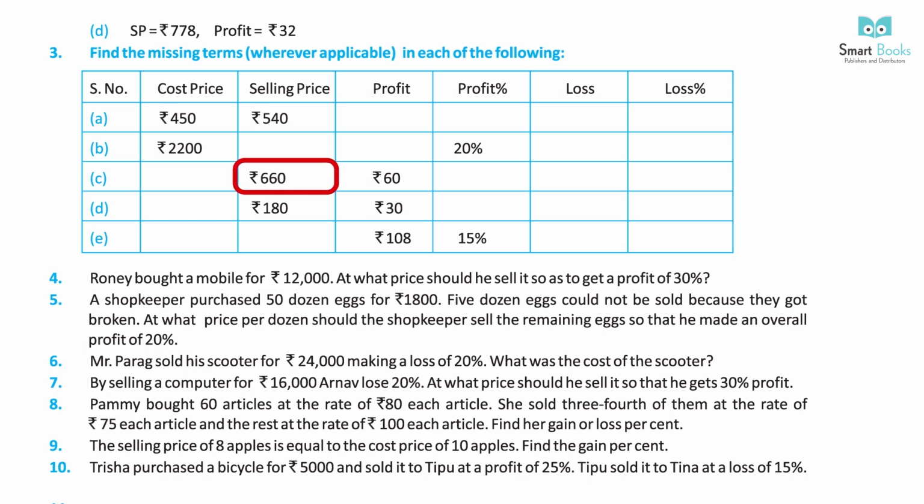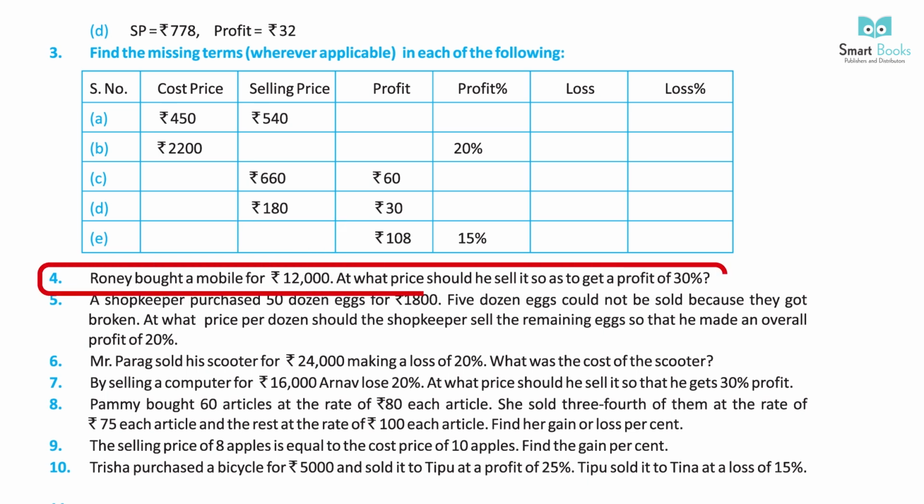Rupees 660 and rupees 60. Solution. Cost price is rupees 600 and profit percent is 10%. D. Rupees 180 and rupees 30. Solution. Cost price is rupees 150 and profit percent is 20%. E. Rupees 100 and 15%. Solution. Cost price is rupees 720 and selling price is rupees 828.